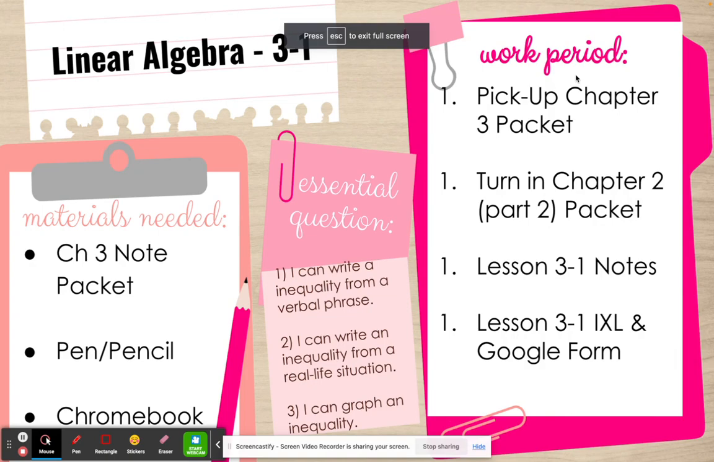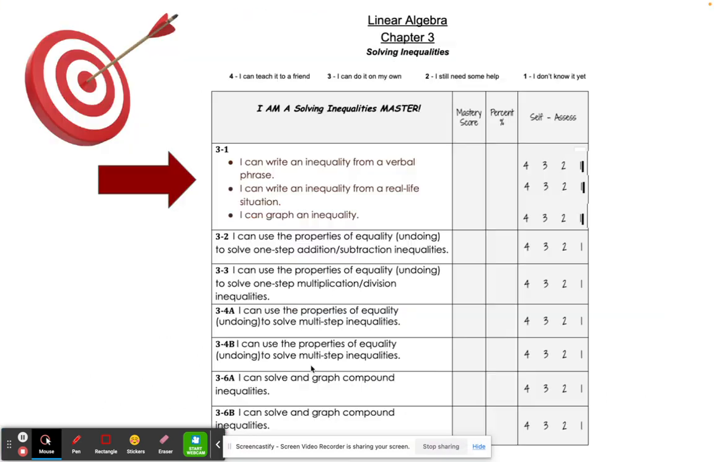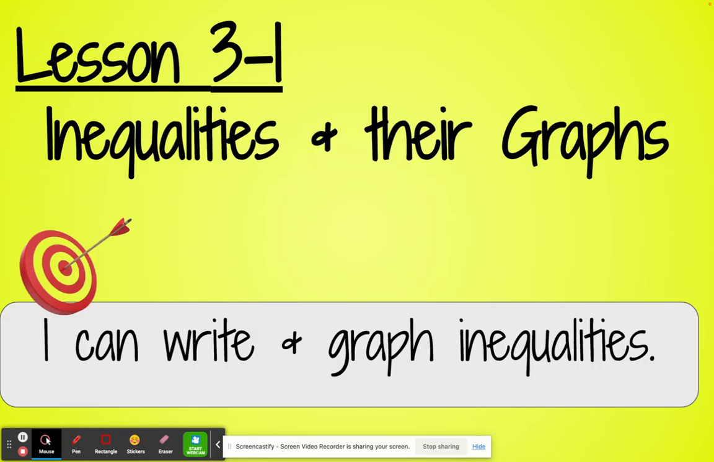Hi everyone. Today we're going to start Unit 3 and we'll start by talking about inequalities. Our goals for today are to write an inequality from a verbal phrase, write an inequality from a real life situation, and to graph an inequality. That sounds like quite a bit of things we want to accomplish in one day. So let's take a look at our inequalities.